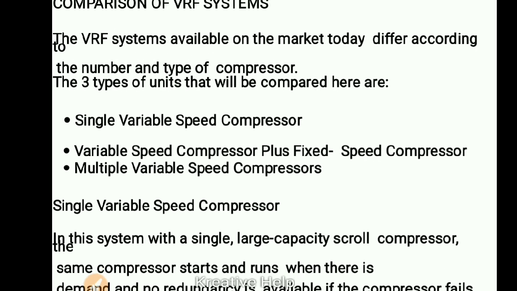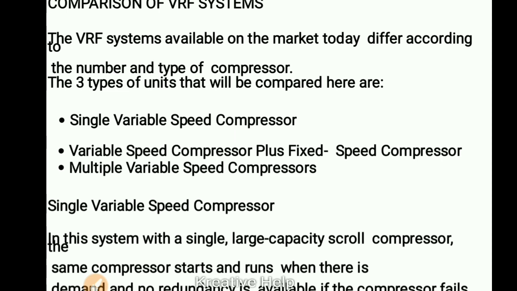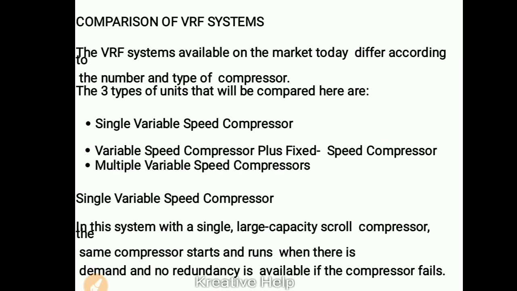The VRV system is available on the market according to the compressor, and three types of units are compared here: the single variable compressor, variable speed compressor plus fixed speed compressor, and multiple variable speed compressor. The single variable compressor is a system with a single, large capacity scroll compressor. This is the basic one. Same compressor starts and runs on demand, and no redundancy is available if the compressor fails.